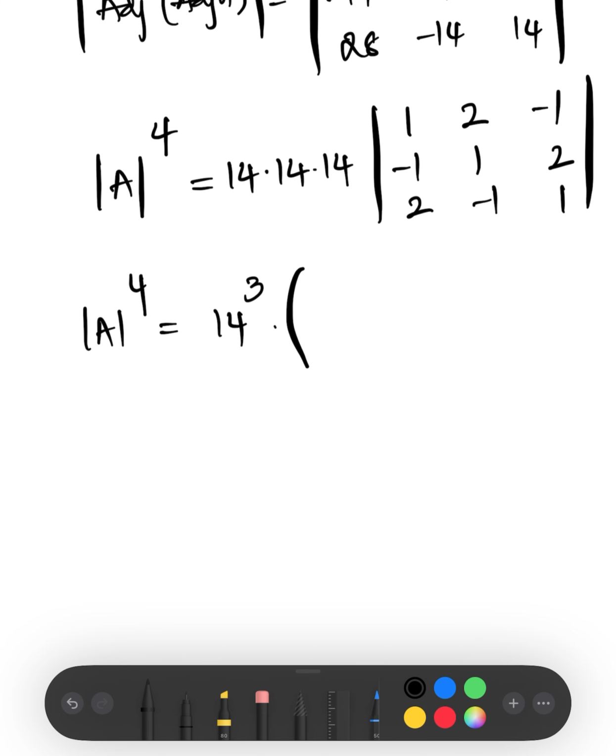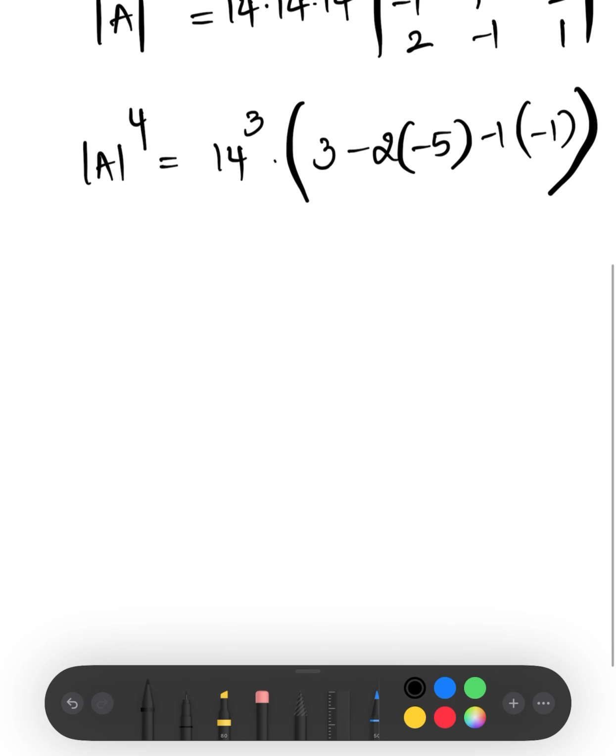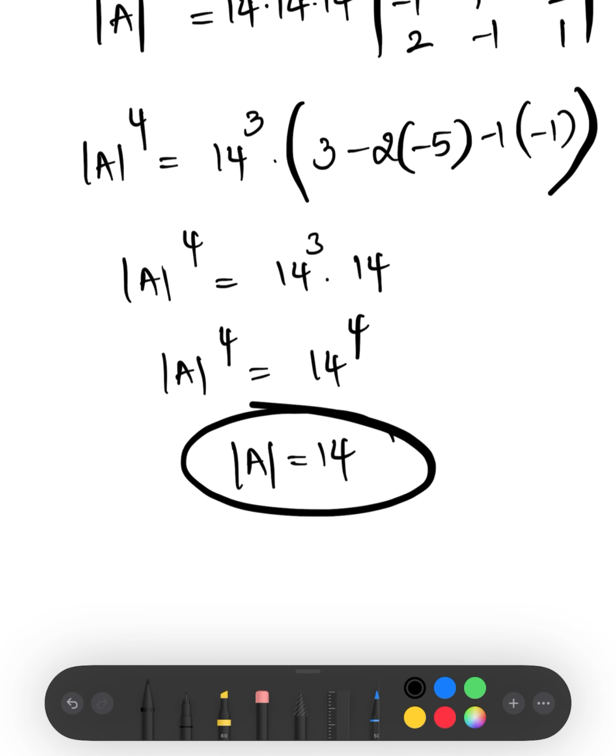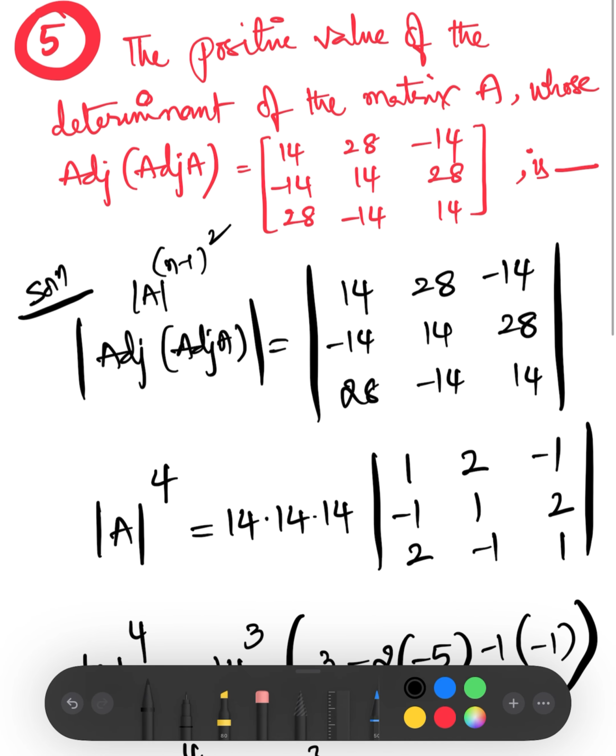Now coming to this one, it is 3 minus 2 into minus 5, minus 1 into minus 1, right? So det A whole power 14 equals 14 cube into 10, it's like 14. So det A whole power 4 equals 14 power 4, then the positive value of the determinant here is 14. So the answer is what? 14 here.